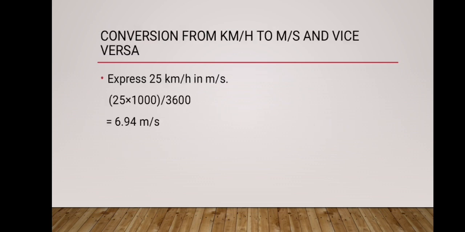Before we move on to the word problems, let's have a look at how we convert speed from kilometer per hour to meter per second and vice versa. So if we are asked to express a speed of 25 kilometer per hour in meter per second, now let's have a look how we will do that. As we know that in 1 kilometer there are 1000 meters and in 1 hour there are 3600 seconds. So in order to convert this 25 kilometer per hour into meter per second, we will multiply this number by 1000 and we will divide this by 3600. So if you simplify the whole thing, you will get 6.94 meter per second.